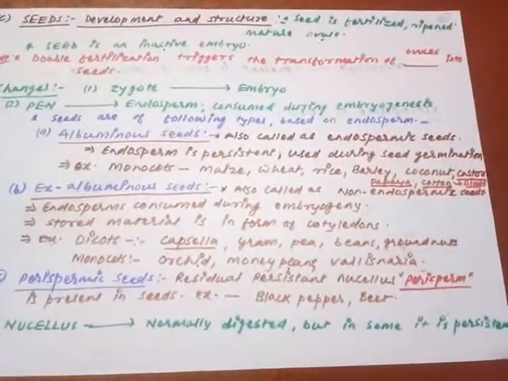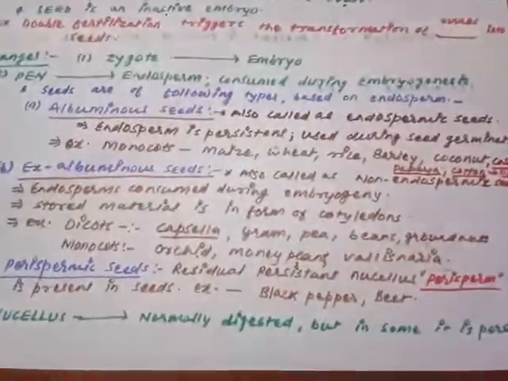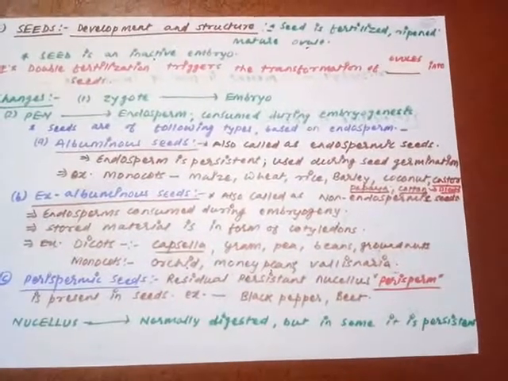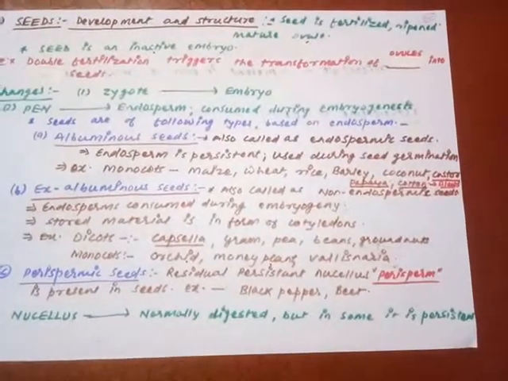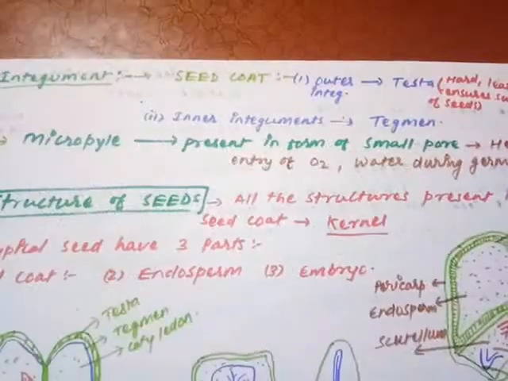Normally the nucellus is digested, but sometimes it may persist, and whenever it persists, it is called perisperm. You know this very well. Now we have cleared the concept about that. So now, moving on to the next.